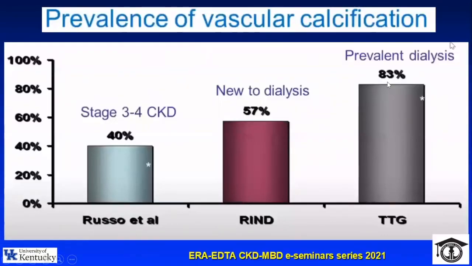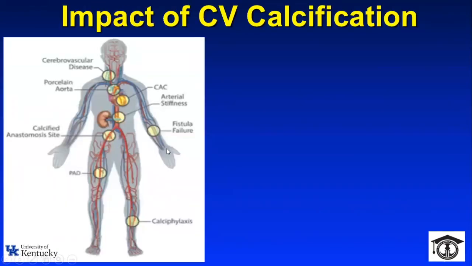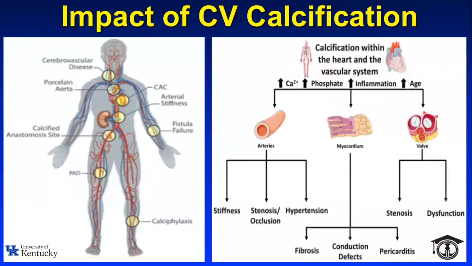About 83% of our dialysis patients have significant cardiovascular calcification, and so do more than 50% of patients who have just started dialysis and 40% of stage 3 to 4. Cardiovascular calcification doesn't only induce heart attack, but also stroke, and can induce arterial stiffness and systolic hypertension with a low diastolic number.